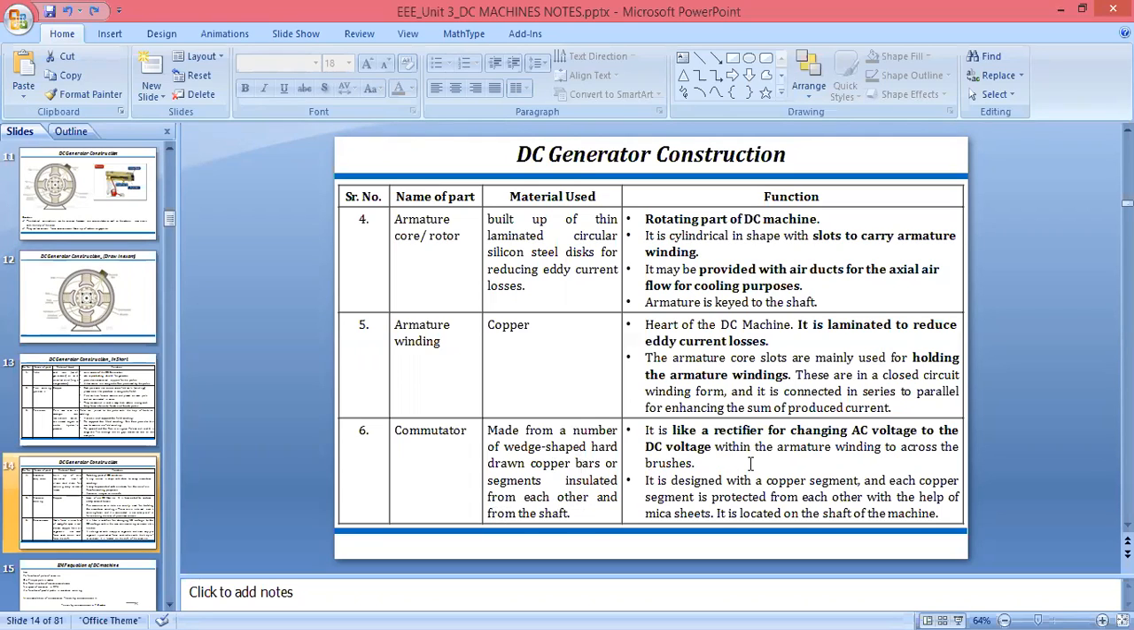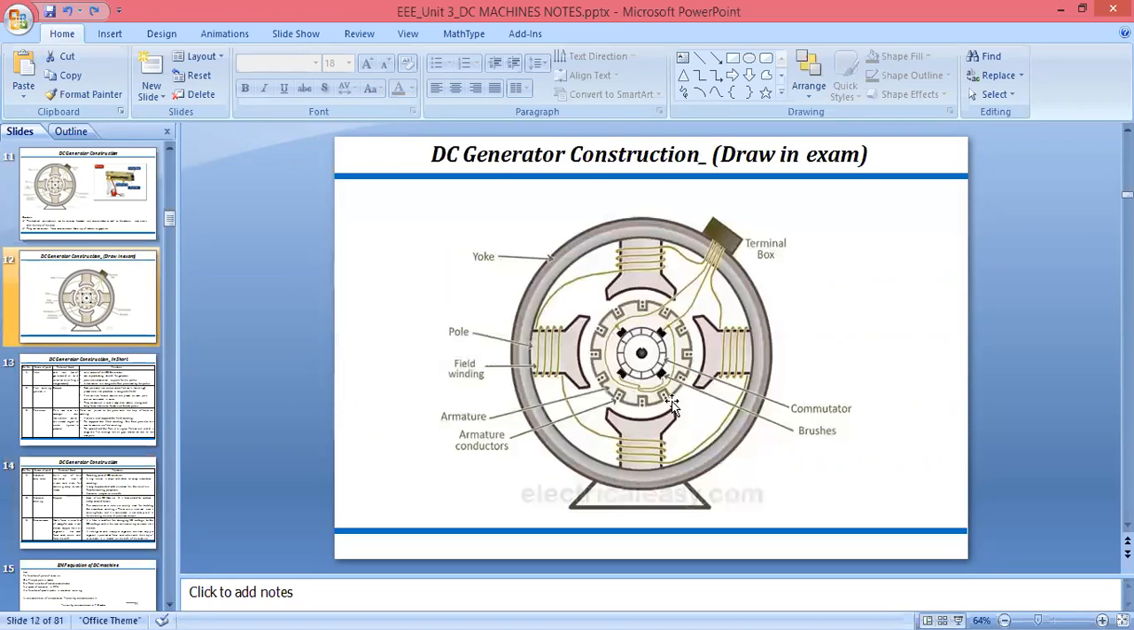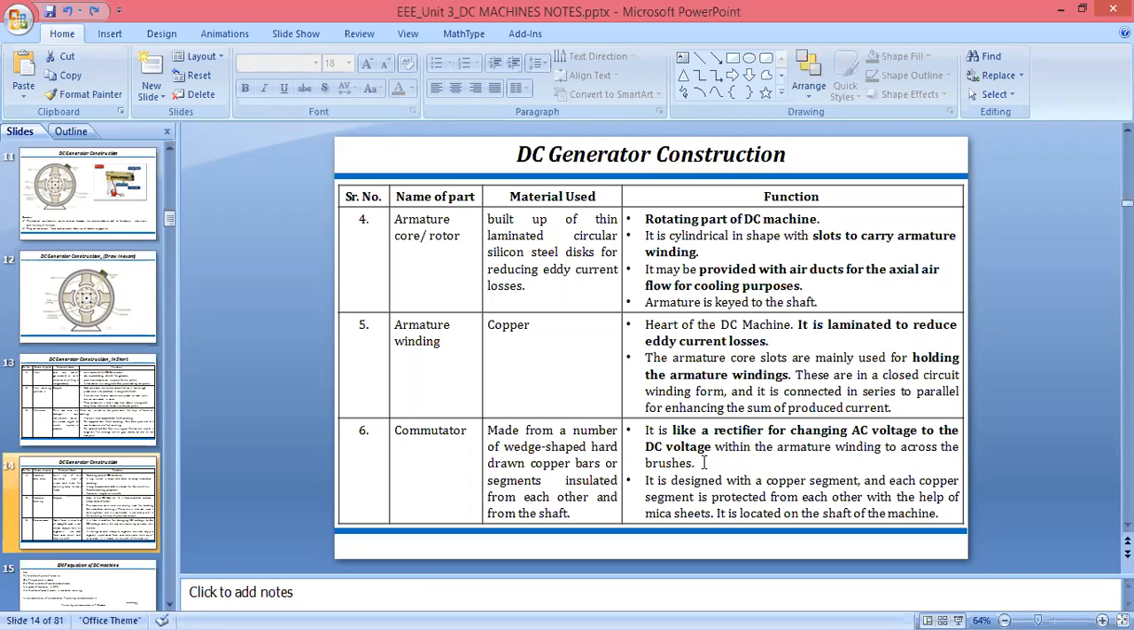So we can say we can use the commutator as a rectifier, and we can convert AC voltage into DC voltage within the armature winding, because if you see the construction, the commutator is inside the brushes and the armature. This is nothing but the commutator. So the armature is inside the commutator and brushes, and it can convert AC voltage into DC voltage, and it is located on the shaft of the machine.